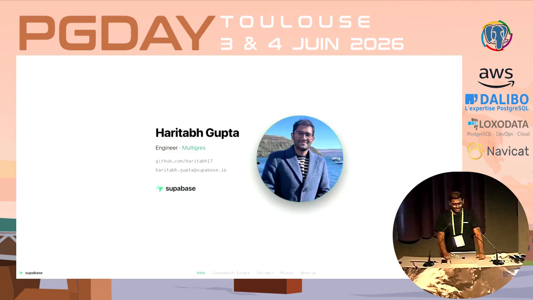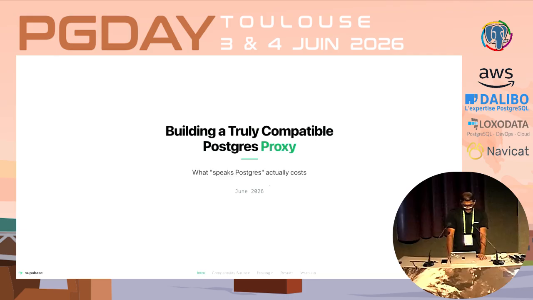Over the next half an hour or so, I want to tell you a story about a problem that sounds a bit boring on the surface, but it turned out to be one of the hardest problems in the whole project, and it is probably not the part you would expect. It's not the sharding, it's not the consensus, it's compatibility. So, building a truly compatible Postgres proxy.